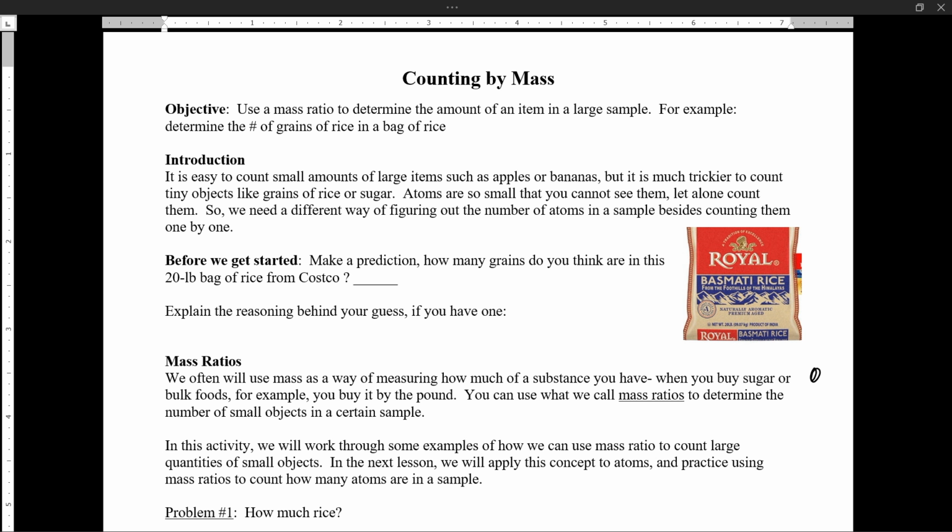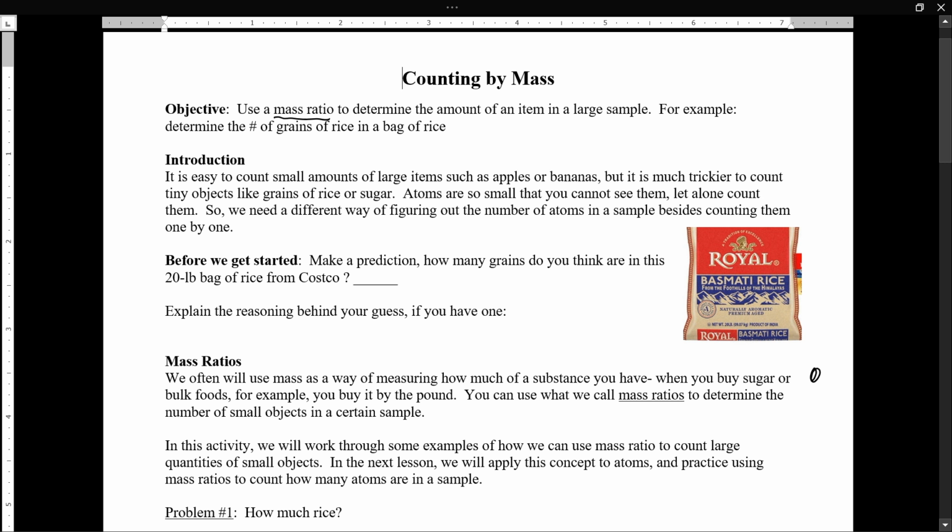All right, welcome. In this video, we are going to talk about counting by mass. Our goal here is to use something called a mass ratio to determine the amount of an item in a large sample. For example, we want to determine the number of grains of rice in a large bag of rice. If we take a look at a huge bag of rice like this, a 2-pound bag of rice you can buy at Costco.